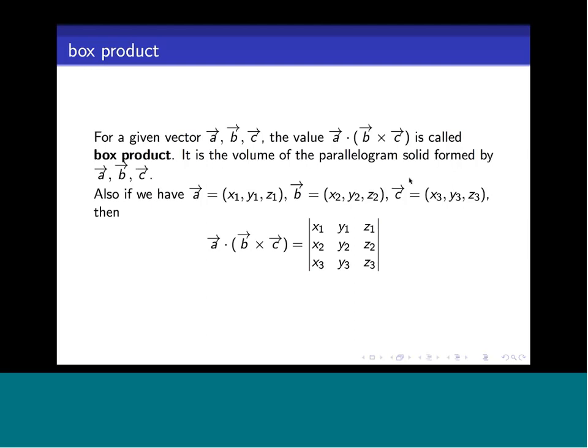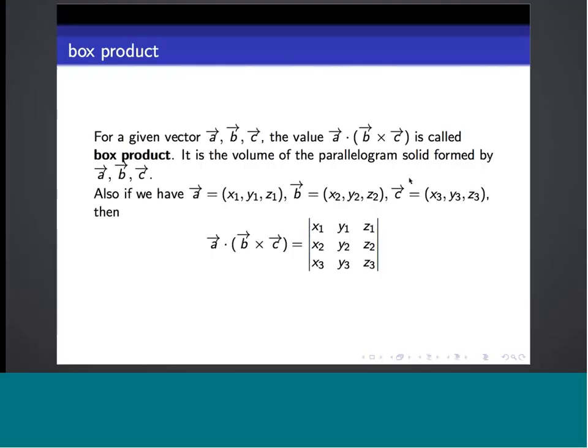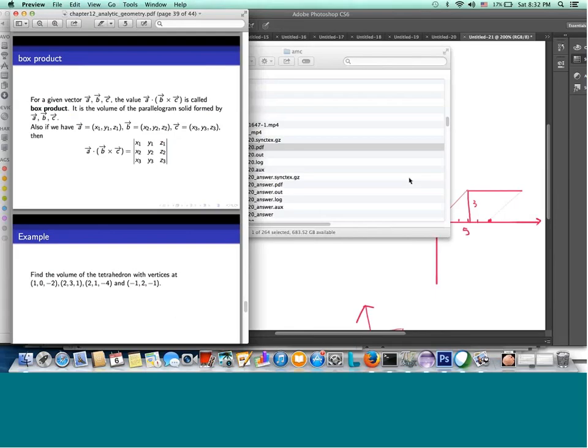So that one actually is pretty straightforward. That's that one, A dot B cross C.